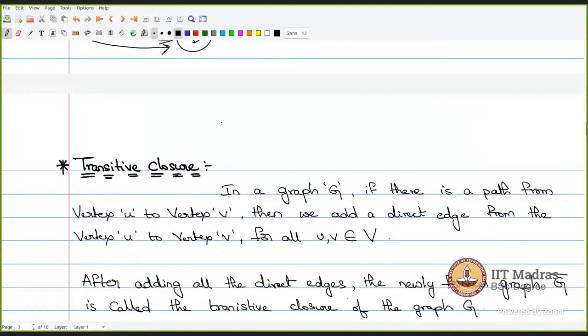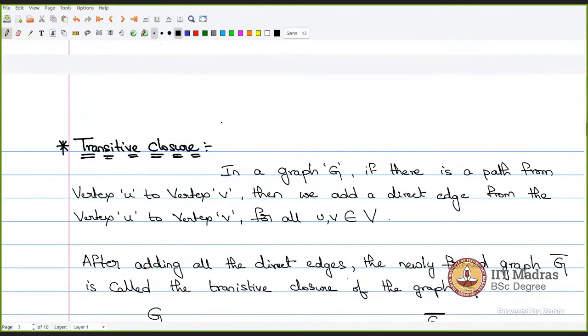This is very simple actually. If you have some graph G with you, what I have to do is add edges. That's it. I have to add some edges to this particular graph G, so that the newly formed graph will be the transitive closure of the previous graph. So how do we add edges? How do we add the direct edge? This is how we add.